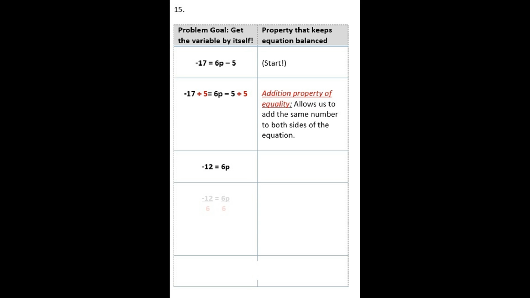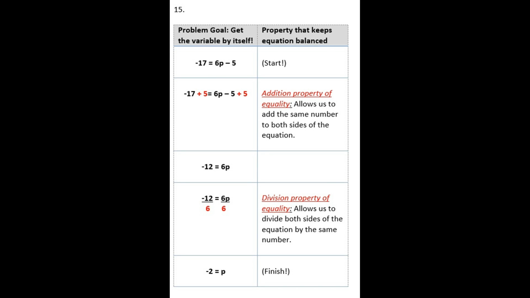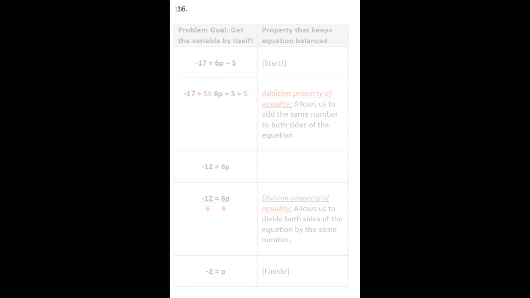So once we do that, negative 17 plus 5 is negative 12. Then the next step is to divide by 6, and the property that allows us to do that is called the division property of equality, and we talked about that last time. We divide both sides of the equation by the same number, we get negative 2. Negative 12 divided by positive 6 is negative 2.